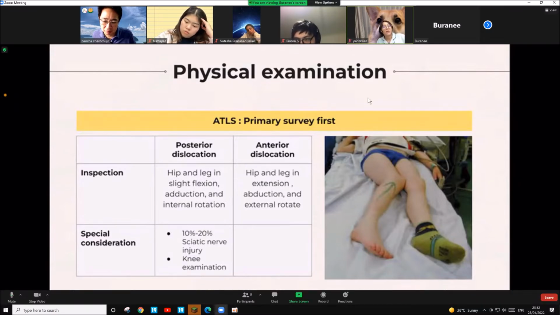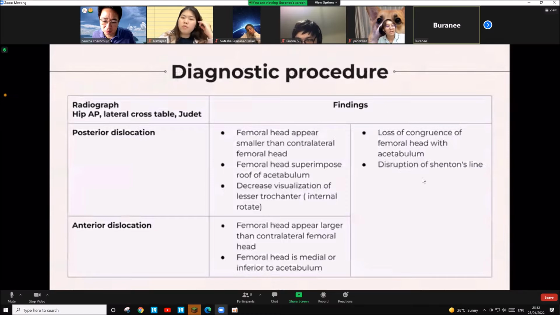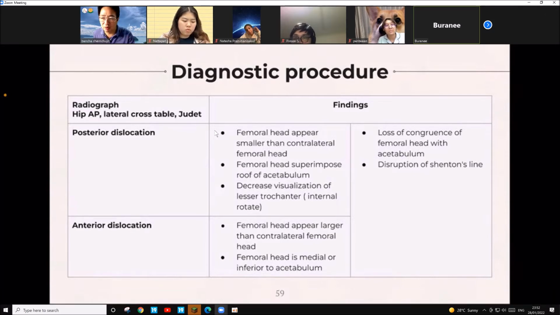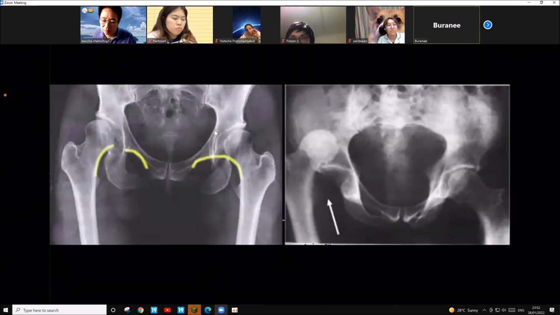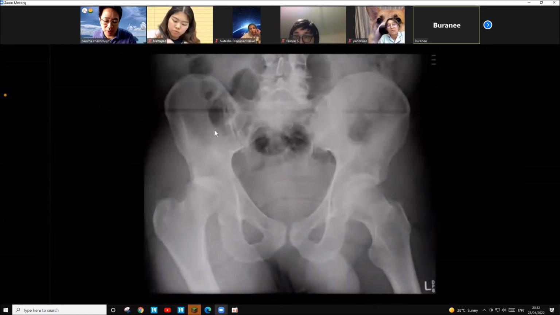Next is the diagnostic procedure, which is the imaging. You don't need to remember the words, remember the films. It's very simple. Go to the films. In both posterior and anterior dislocations, there will be disruption of the Shenton line and loss of congruence.